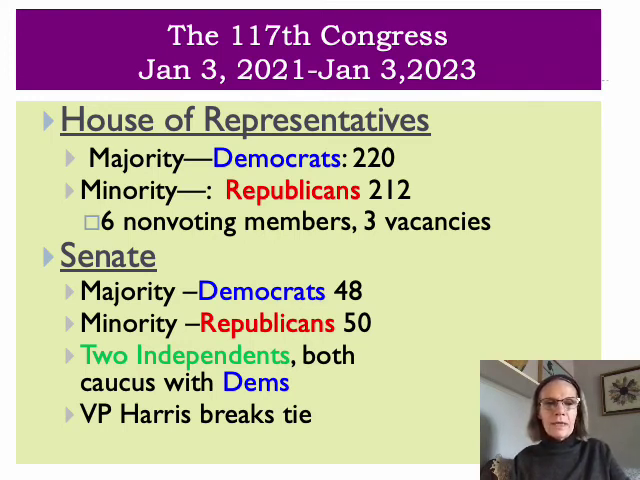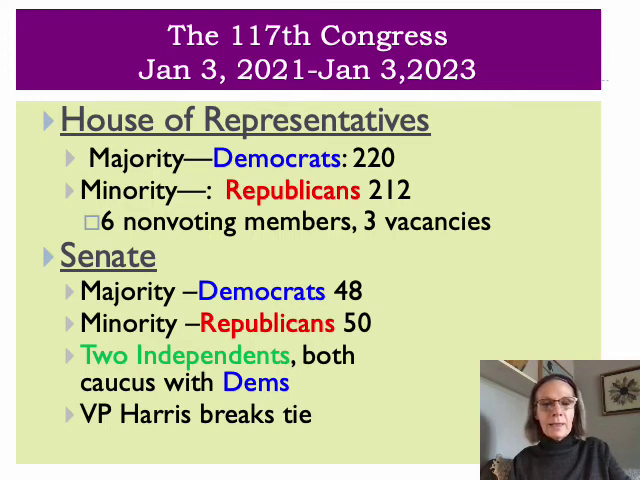There are 220 members who identify with the Democratic Party. There are 212 Republican members of the House of Representatives. And then there are 6 voting and non-voting members and 3 vacancies. So it's a slim majority, but the Democrats have the majority in the House of Representatives. It's a tie within the Senate.